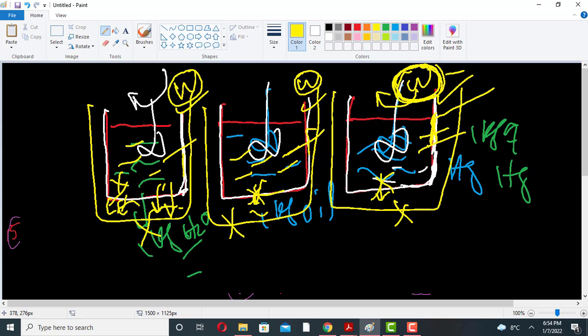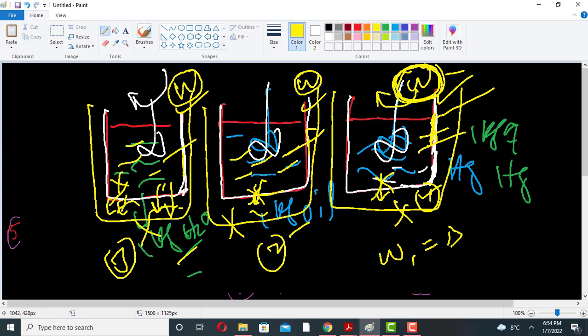And the work which you have done on the three systems, this is system 1, this is system 2, and this is system number 3. Work done on system number 1 by stirrer number 1 is equal to the increase in energy of system number 1, which is equal to the increase in internal energy of system number 1.